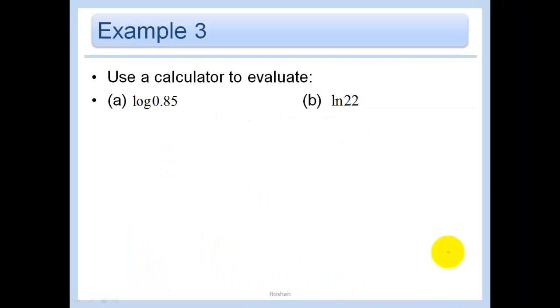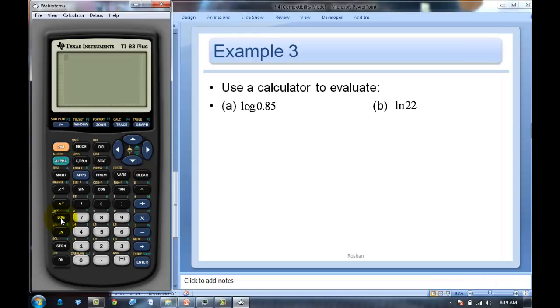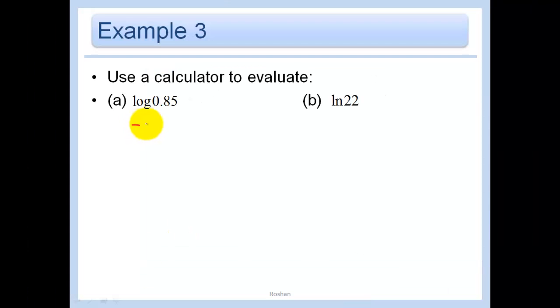So when we use a calculator to evaluate these things, we're really just going to use the log key and the ln key. Not very difficult. Your log key is right here, and your ln key is right below it. So if I want to do log of 0.85, I just type it in like that. That's my answer. If I want to do ln of 22, I type it in like that. And that's my answer.